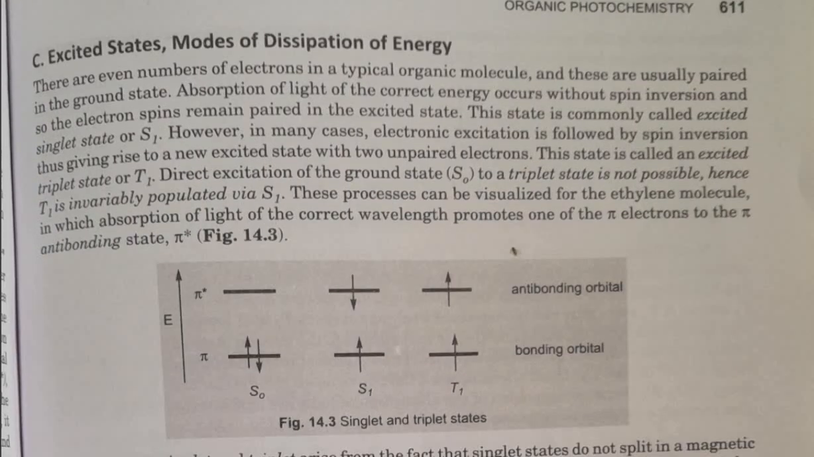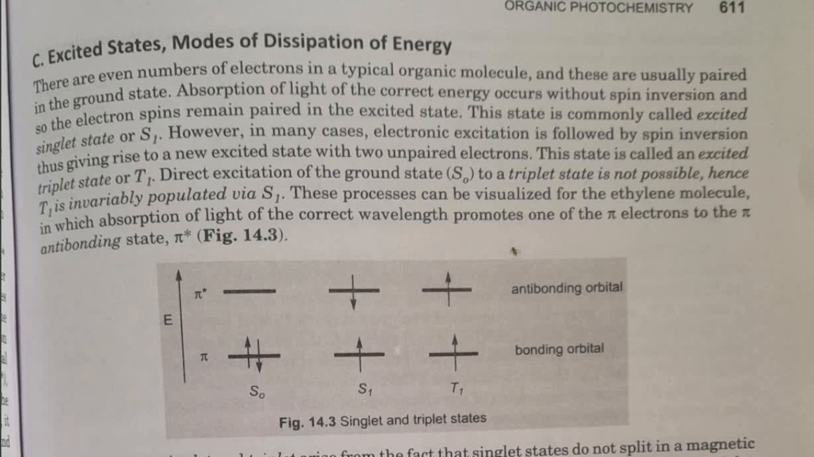Now excited state, modes of dissipation of energy. You can see S0, S1 and T1. S0 is your ground state, S1 is the singlet excited state, and T1 is the triplet excited state.